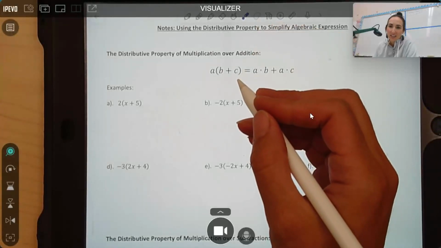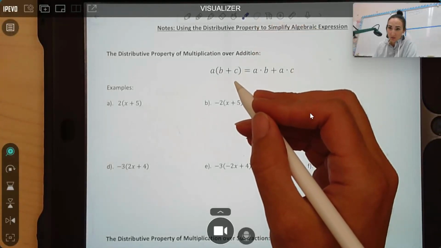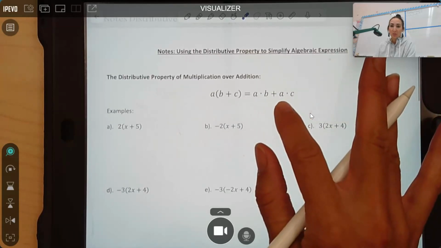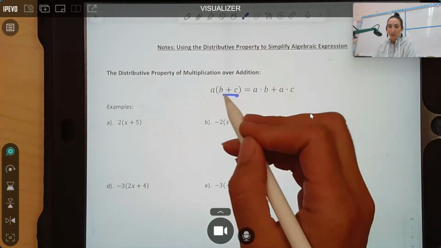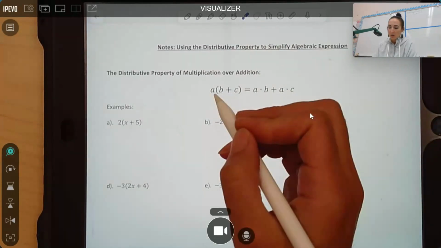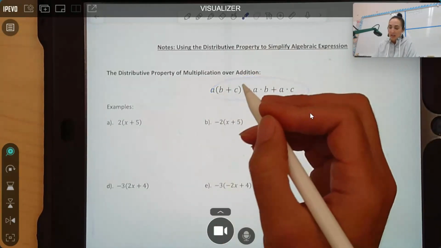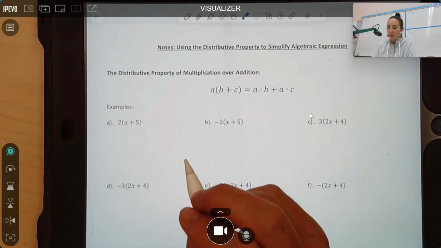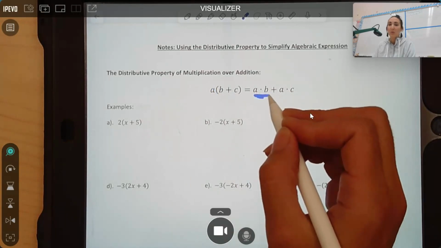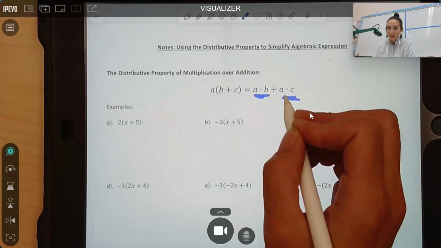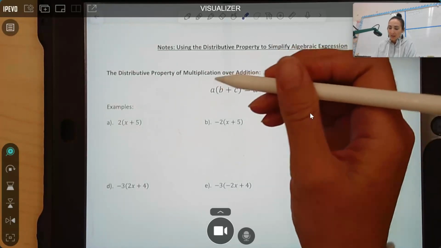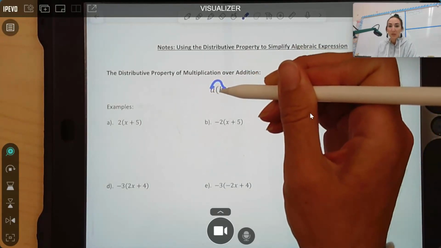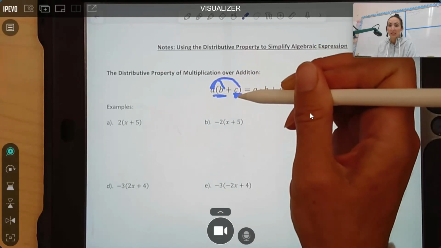Hey, this lesson is to use the distributive property to simplify expressions. And we're going to be doing the distributive property of multiplication first over addition. So this says that A times the sum of B and C is the same thing as the product of A and B plus the product of A and C. So A times this entire thing is the same thing as A times B plus A times C.